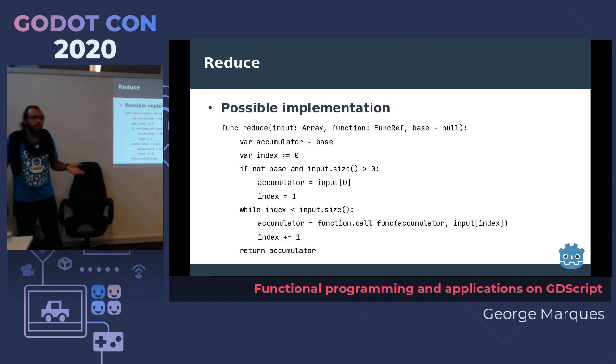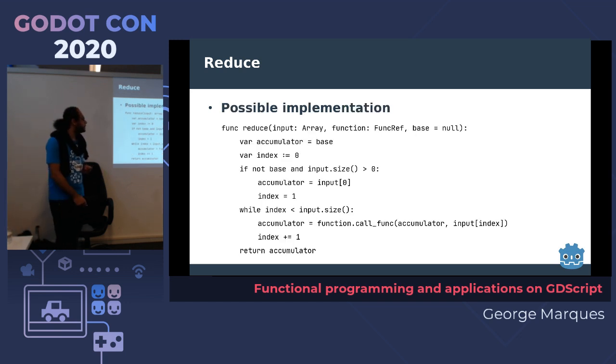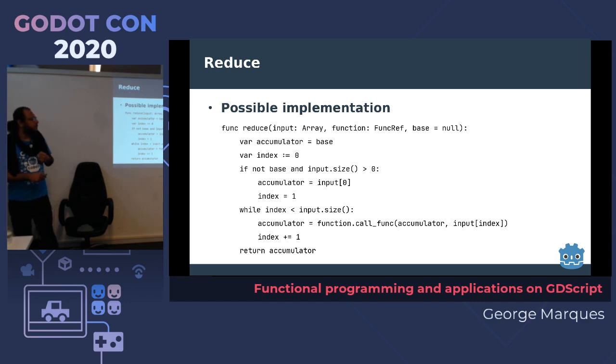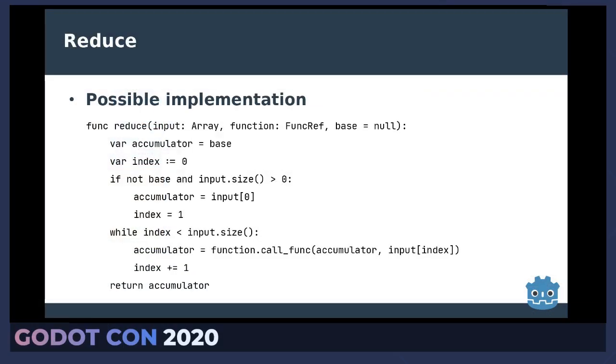And this is one possible implementation of this in GDScript, where essentially you have an accumulator, and it gets the base. This is a bit harder because you have to consider the case where the base is omitted. But essentially, the accumulator is the first input if there's no base. Otherwise, it's the base itself. And then you run through the array and call the function for each intermediate result until we get to the end, and just return the final accumulated result.